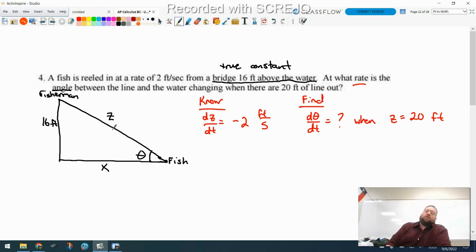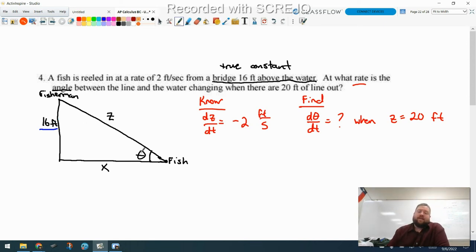There are a couple options here, but there's one option that's much easier than any of the other ones. I want to include the true constant. You always want to include the true constant in your problem. If you're not including the true constant, you can still do it most of the time, but you're going to make things much harder on yourself.